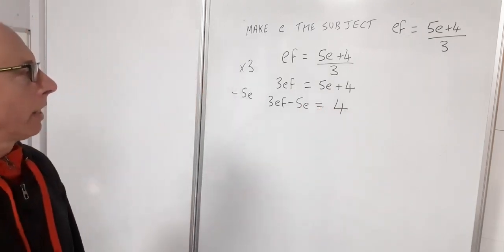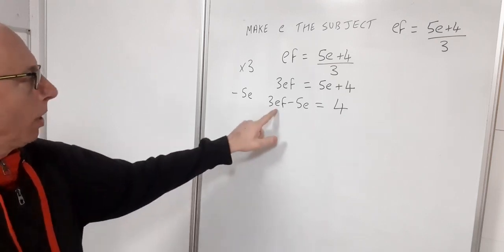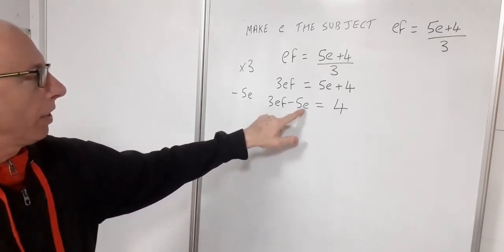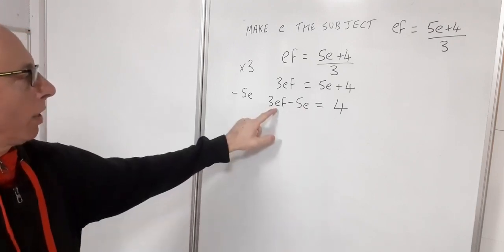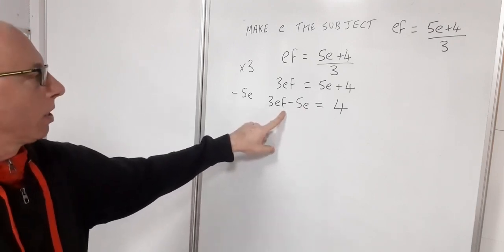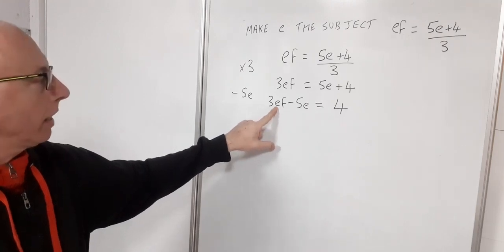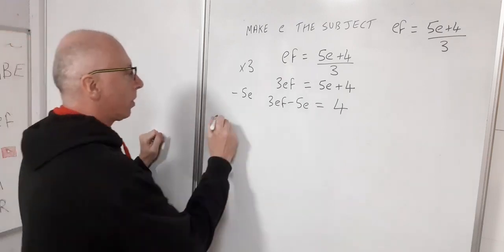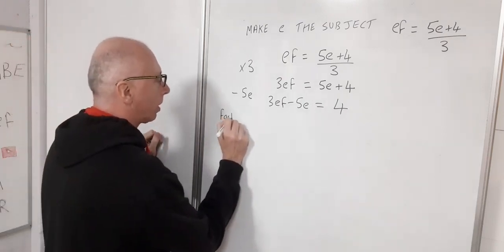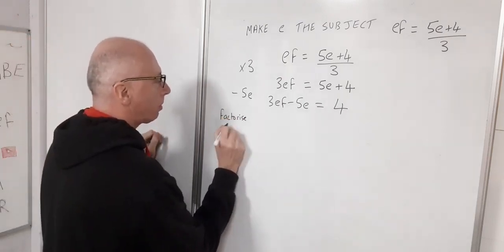Okay, now I want to get E the subject, but it's a little bit awkward. I've got an F with this one, and this one, that's okay, that's on its own. But there's not much I can do while this E is connected to this F. So the way I can do this, to get this E and F extracted from each other, is to factorise. So now what I'm going to do, I'm going to factorise in terms of E.